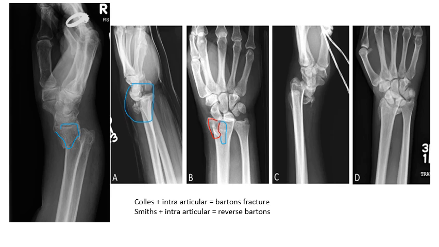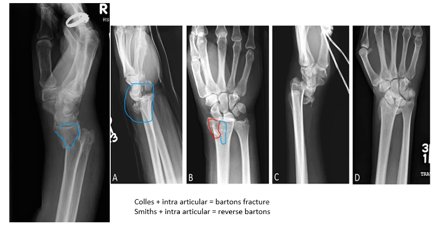Now X-ray A and B looks like a Colles but with intra-articular extension, that is your Barton's fracture. But if your X-ray looks like a Smith's fracture with an intra-articular extension, that is your reverse Barton's fracture. Okay, I think this should solve your confusion.